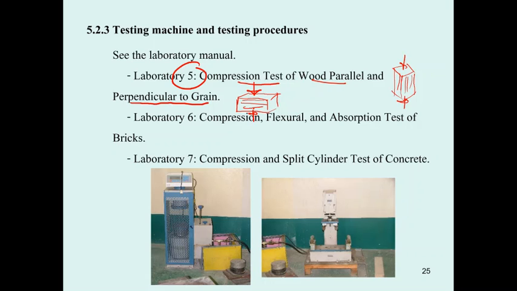Okay, and also we do the compression test and fracture test of brick. We use brick a lot in our buildings, and we also do the compression test of the concrete. This is going to be the 2000 kilonewton compression machine. For the fracture of the brick, we will test in this machine here.